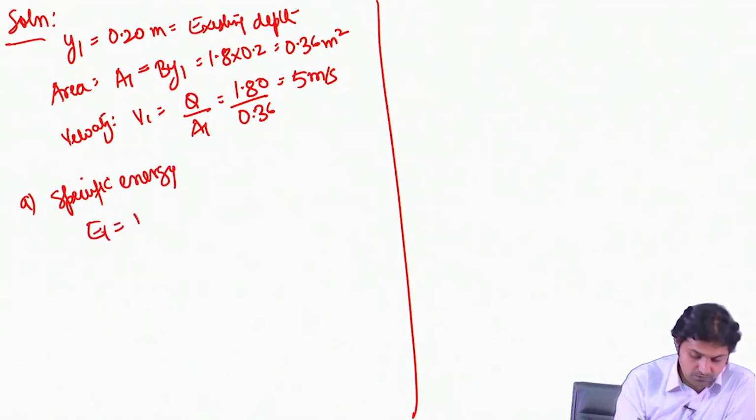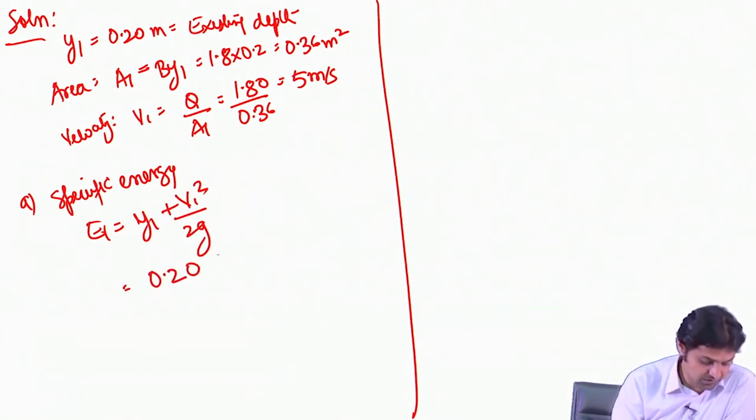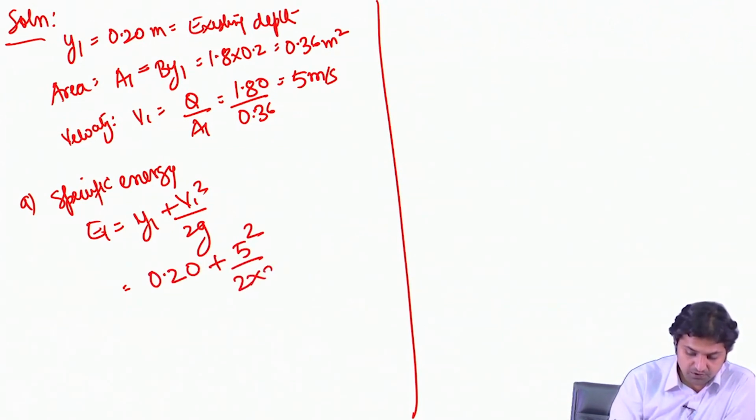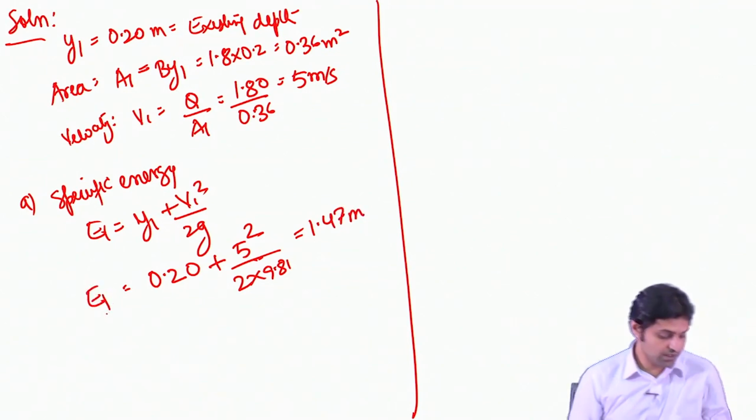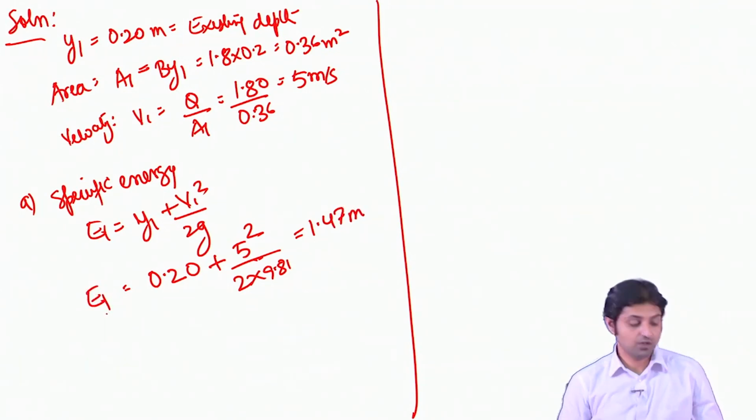So, the first part is specific energy. E1 is equal to y1 plus V1 square by 2g. So, y1 we already know, plus V1, we have already calculated, square by 2 into 9.81. All right. So, this comes out to be 1.47 meter. So, specific energy at 1. All right.